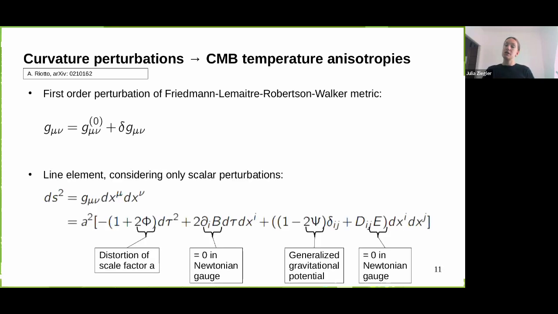So, the line element considering only the scalar perturbations can be written as you can see here, where phi is the distortion of the scale factor. B and E will be 0, since in the following we will be working in the Newtonian gauge. And then also this psi, the generalized gravitational potential appears. This is the same generalized gravitational potential that also appeared for the curvature perturbation zeta in the definition a couple slides earlier.